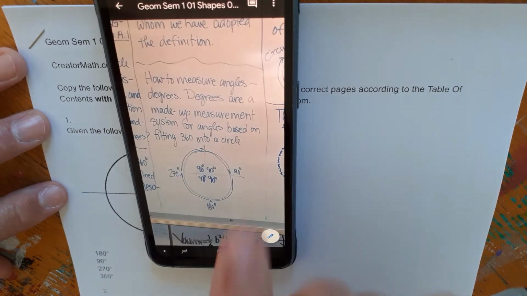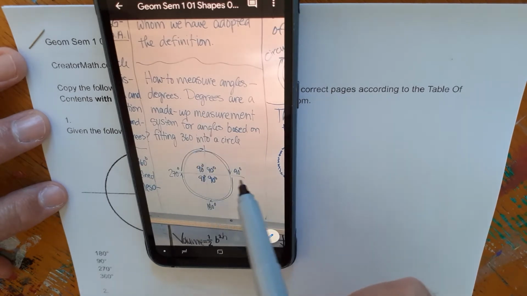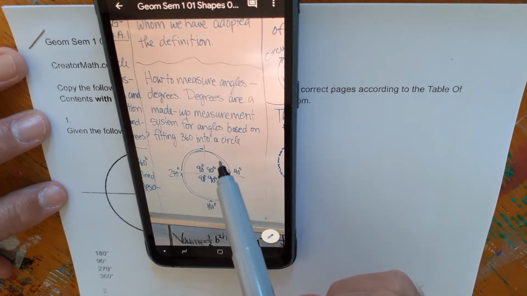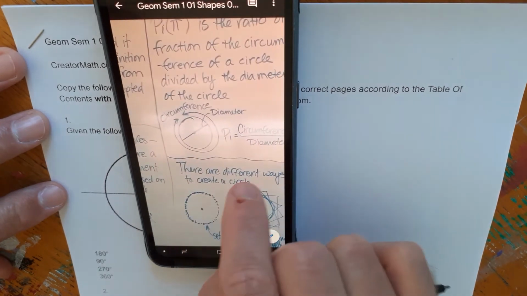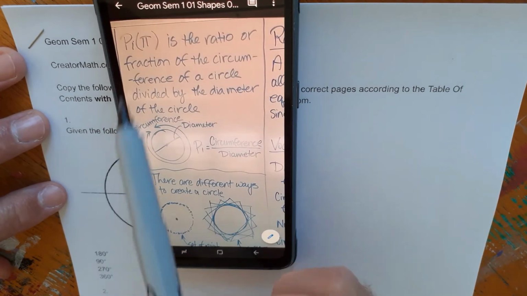That's the way a circle breaks down. This is the interior angle here, 90, and there's also an arc out on the circle, so they can have an arc angle and an interior angle.